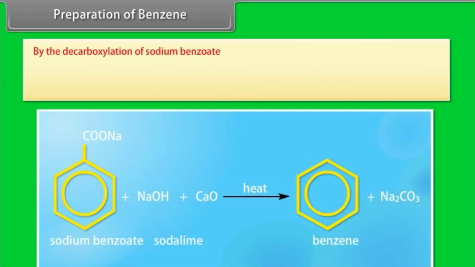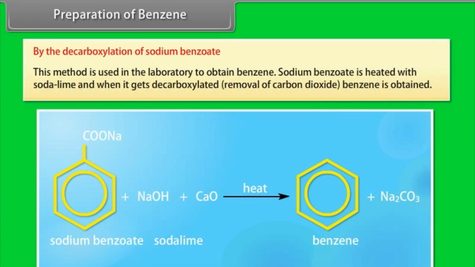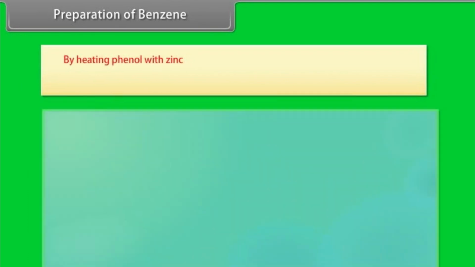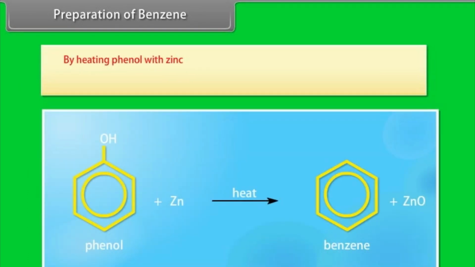Preparation of benzene by the decarboxylation of sodium benzoate. This method is used in the laboratory to obtain benzene. Sodium benzoate is heated with soda lime, and when it gets decarboxylated, that is, removal of carbon dioxide, benzene is obtained. By heating phenol with zinc.